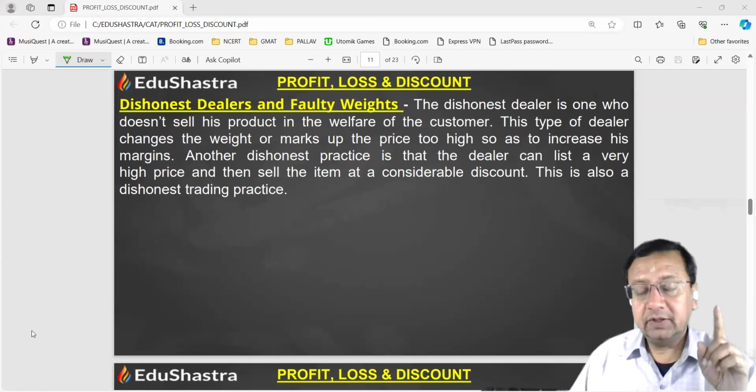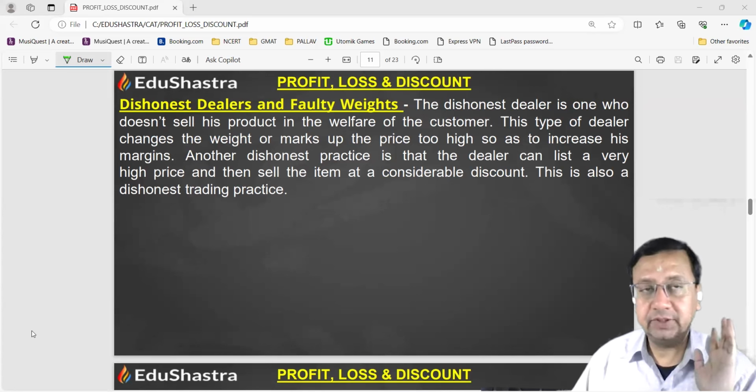The weighing machine of a shopkeeper shows 900 grams in place of 1 kg, right?